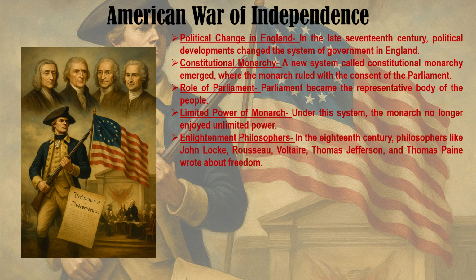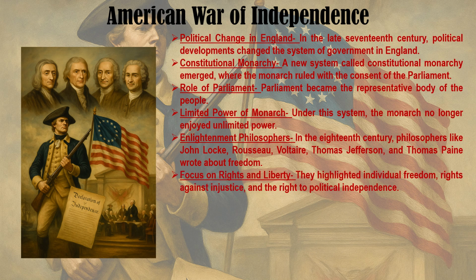Enlightenment philosophers. There were many philosophers, and they had a lot of very good new ideas. Who were the philosophers? John Locke, Rousseau, Voltaire, Thomas Jefferson, and Thomas Paine wrote about freedom. These were the people who were speaking against the monarchy, who were advising people about individual freedom. Focus on rights and liberty. They highlighted individual freedom, rights against injustice, and the right to political independence.